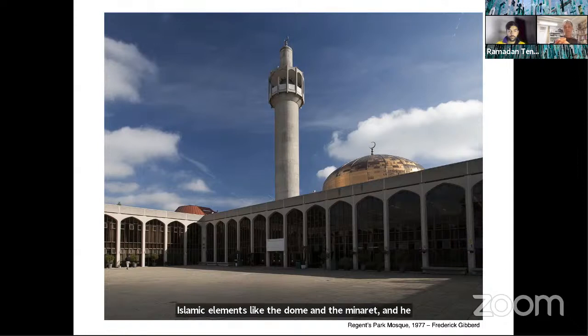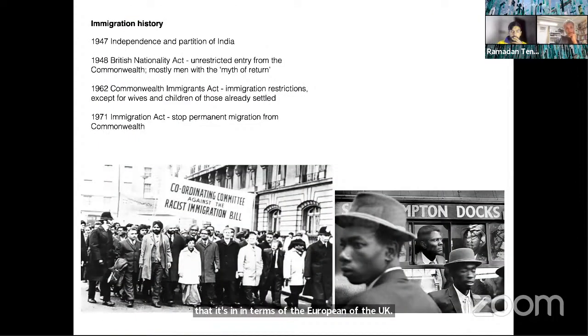And he was quite consciously doing this because he wanted to have a mosque. This was being designed as the main mosque for Muslims in Britain. It was kind of the national mosque. And he did it quite consciously because he knew that he wanted to have a building that Muslims could relate to and understand. So he quite consciously utilized recognizable Islamic symbols such as the dome and minaret. But he tried to render them in this modernist language. So again, like with South Wales, it's this fusion of architectural languages and an attempt to create an architecture which is particular to the place that it's in, in terms of the European or the UK context.